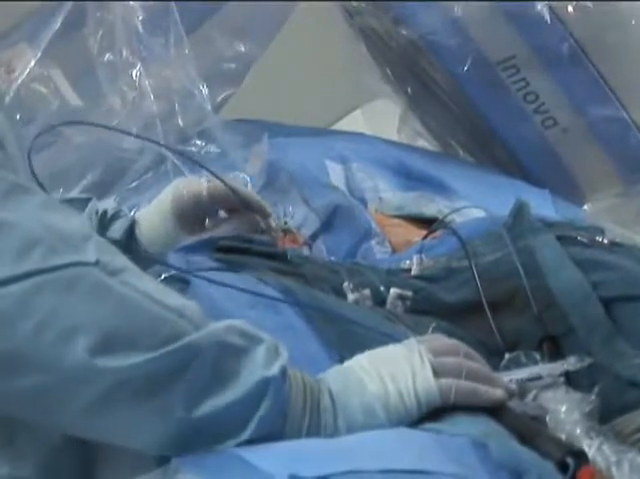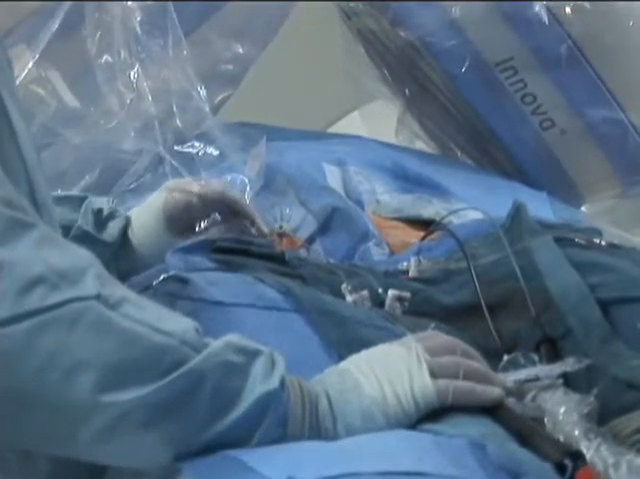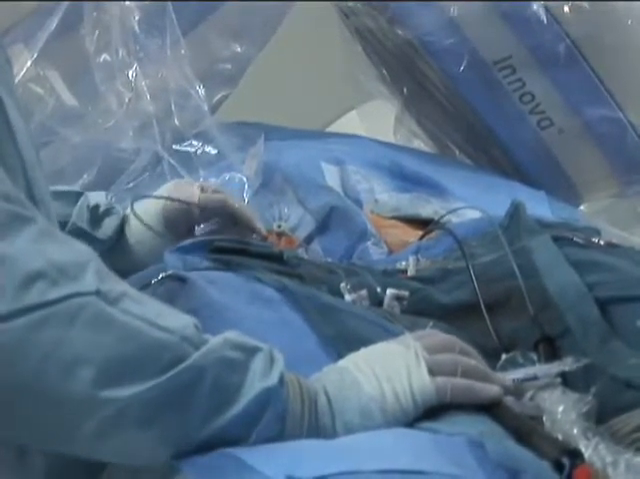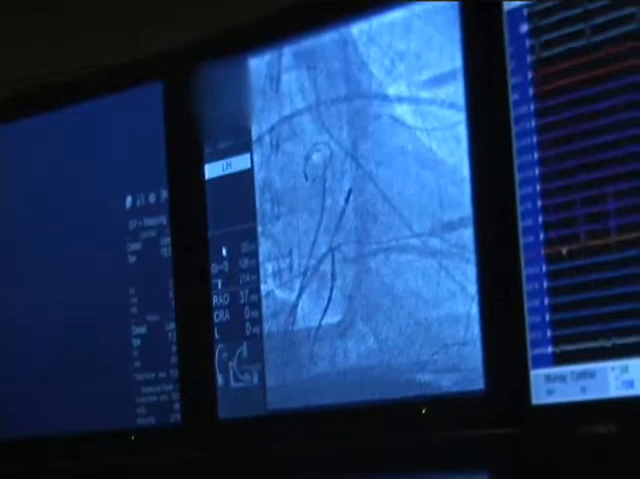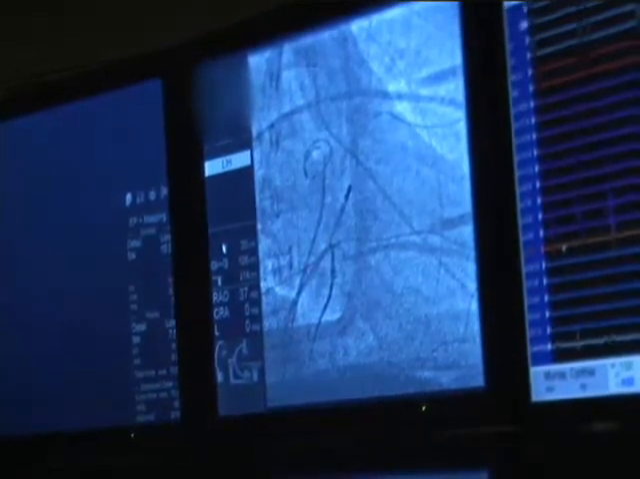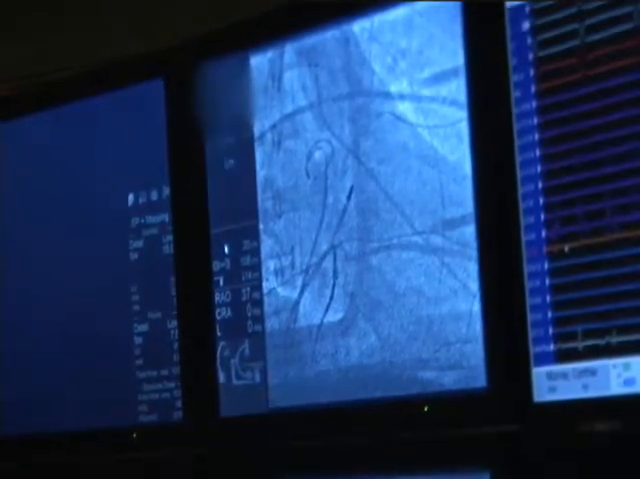Once access to the left atrium has been achieved, the ablation catheter is advanced through a transeptal sheath and placed in the left atrium. A circular catheter is inserted through the other transeptal sheath. It is placed into one of the pulmonary veins. Here it is in the left superior pulmonary vein.